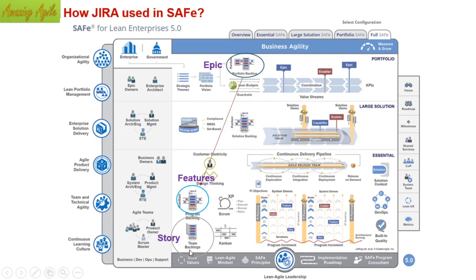So in a normal scenario, if we buy the portfolio license, you will see the Epic we already saw in the demo, and it is nothing but the feature. So Epic and feature are the same for us, and from a feature we make a story in the team backlog. Team backlog means product backlog, and the product backlog will move to the sprint backlog during the sprint planning meeting. So that is the concept.